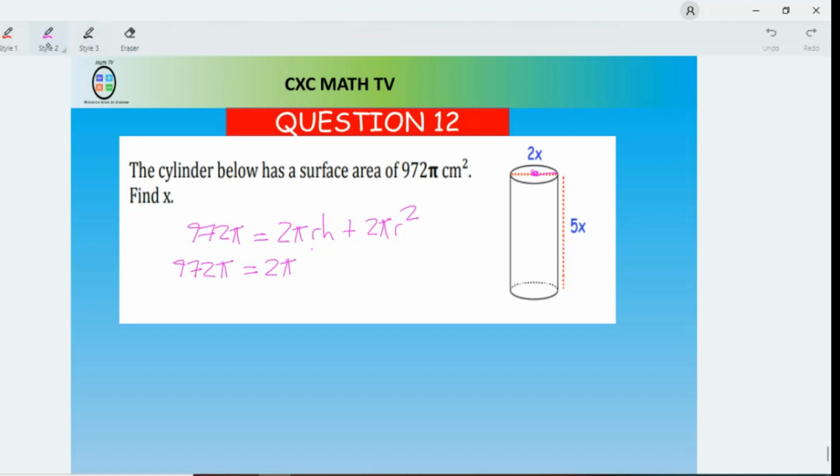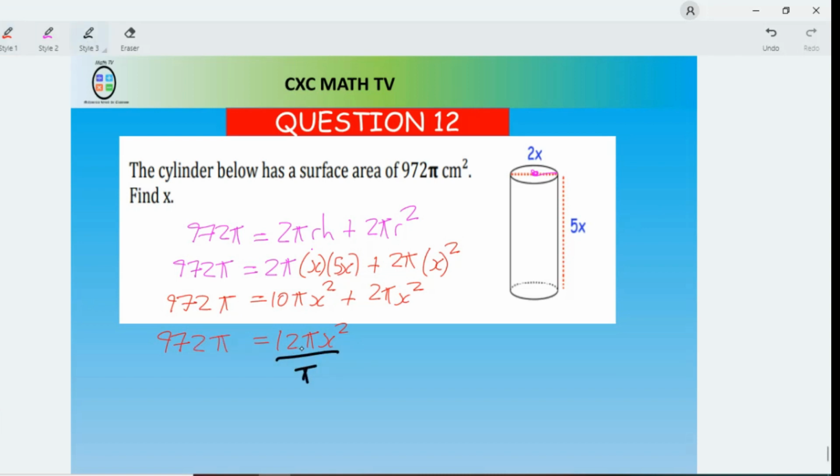That's what we love about math, right? Questions can be tricky. The radius is x and the height is 5x. Plus 2 pi times the radius, which is x, so it's x squared. So 972 pi, 2 times 5 is 10, so we get 10 pi x squared plus 2 pi x squared. We can add them, 10 pi x squared and 2 pi x squared is 12 pi x squared, that's 972 pi.